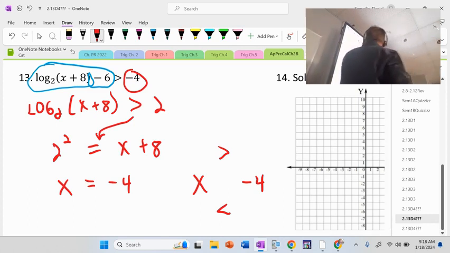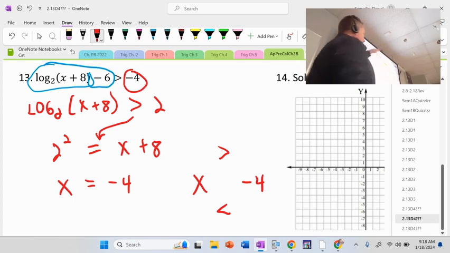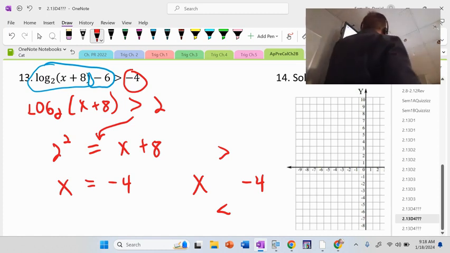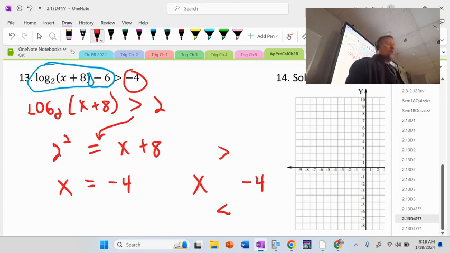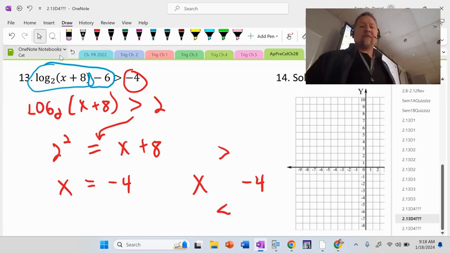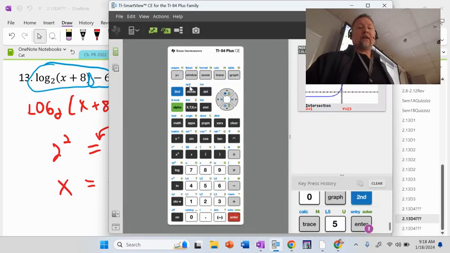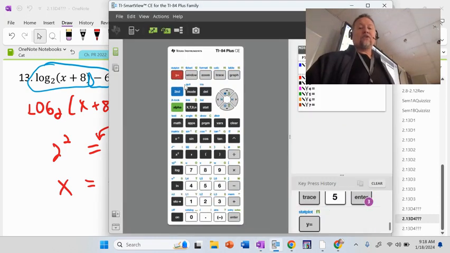The base is 2. So this graph will be increasing like this. Vertical asymptote at x equals -8. And then when I plug in -7, -7 plus 8 is 1. 2 to the 0 equals 1. 0 minus 6. I can expect the -6 as that y value when I plug in -7. Hopefully I didn't say that wrong. I'm kind of going fast there. But here we go. Pay attention.